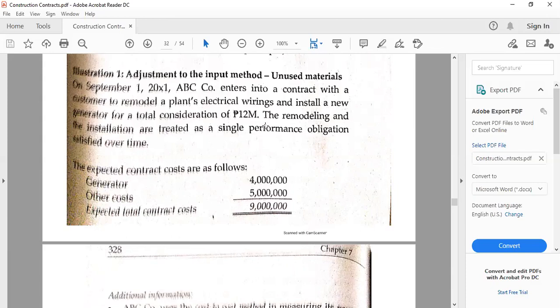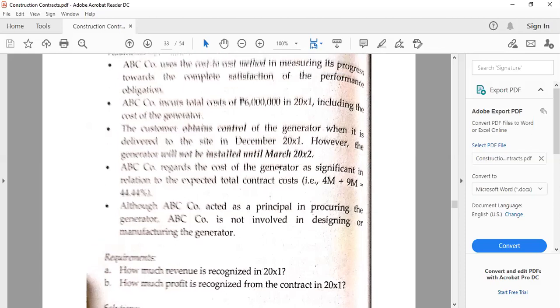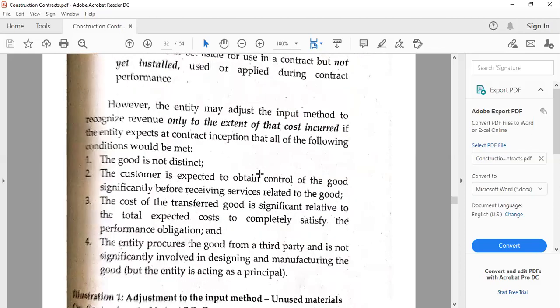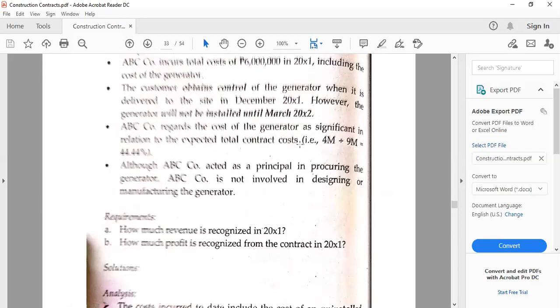What is quite unique with the examples here so far is that the time is not shown. When I say the time, I mean the contract period. Anyhow, let's proceed. To continue, the customer obtains control of the generator when it is delivered to the site in December 20x1. However, the generator will not be installed until March 20x2. So in that case, we have that particular condition that the customer is expected to obtain control of the good significantly before receiving services related to the good. So that is also very important.